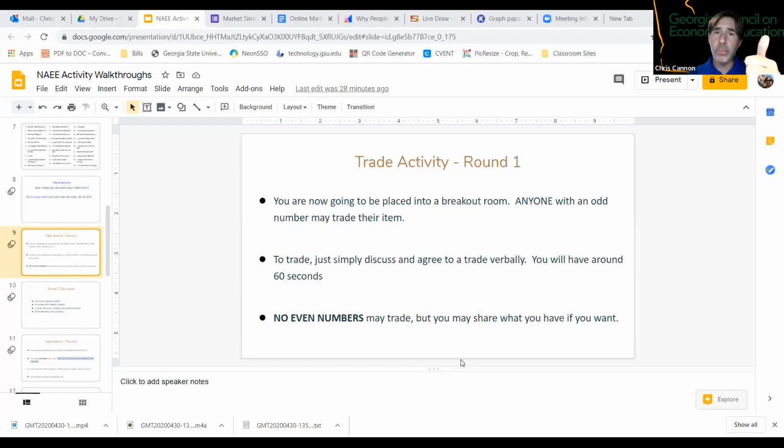Odd numbers, I hope you are able to improve your status. Even numbers, just listen and see if there's other stuff you might want that's out there in the world. All right, so your breakout room invite should now be popping up on your screen. Please click the button that says enter it and trade away.